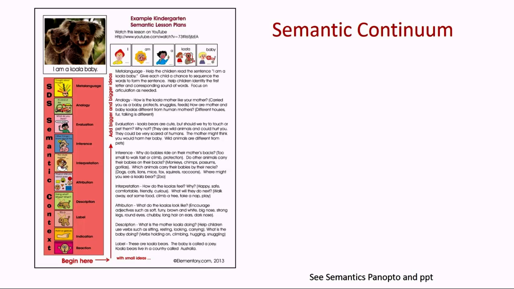All right, meta language. The first levels all established meaning. Meta language, you're going to ignore the meaning and now pay attention to form. Help the children read the sentence, I am a koala baby. So they have to learn the concept of wordness and what letters have to do with words. Give each child a chance to sequence the words to form a sentence. Help children identify the first letter and the corresponding sounds of words. Focus on articulation as needed. Find the verbs, find the nouns, find the pronouns. Any of those kinds of things that we do to talk about language as an entity on its own.